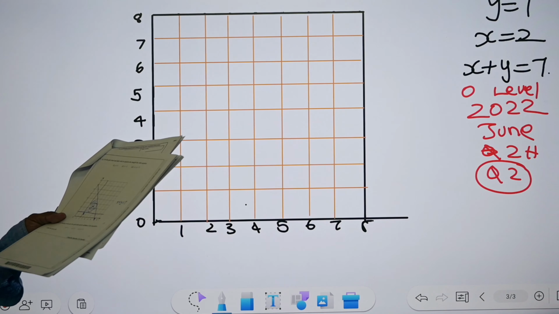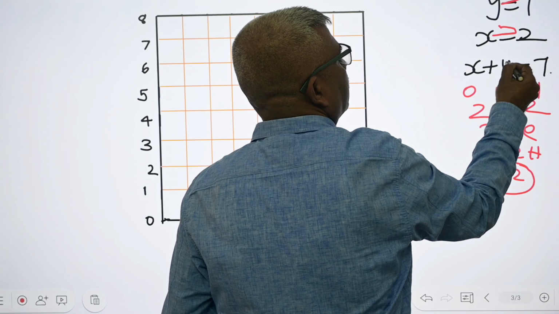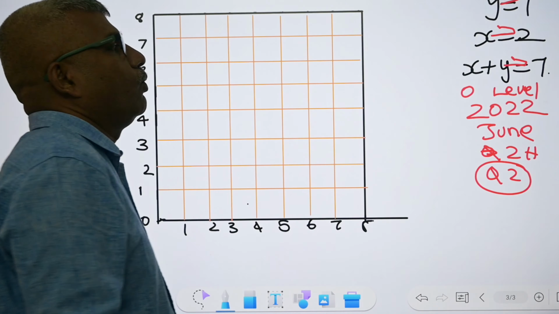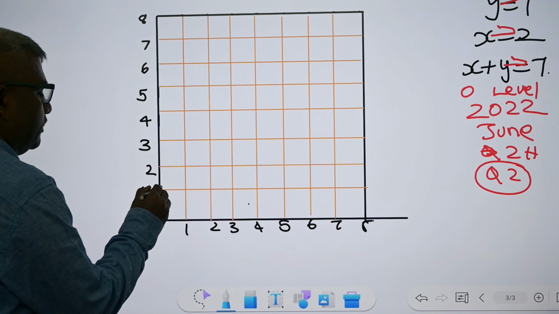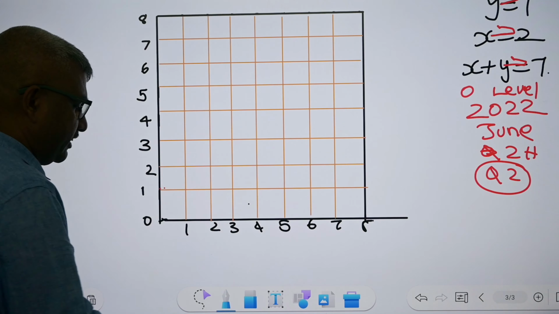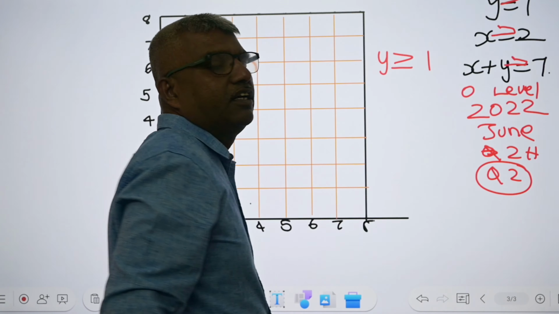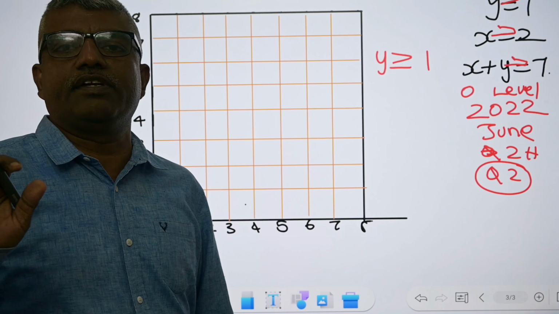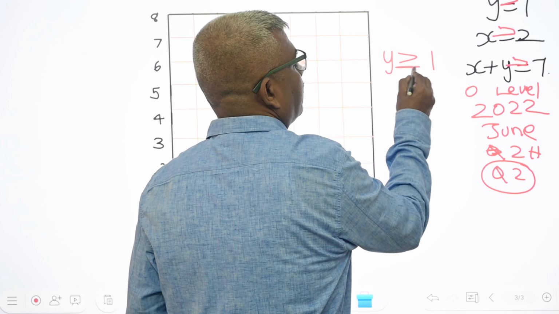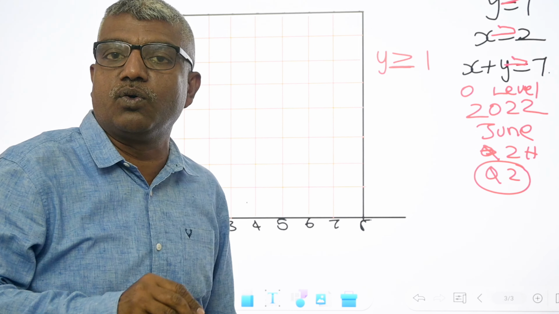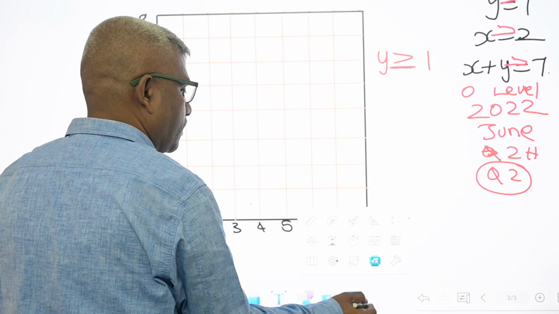First is y is greater than or equal to 1. This is y equal to 1. First we have to write it. When they are asking y is greater than or equal to 1, you have to write the equation y equal to 1 and draw it. And here they have given the equal to also, so you draw a complete solid line.